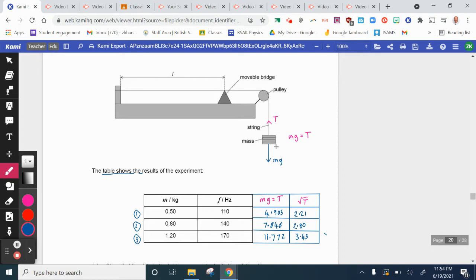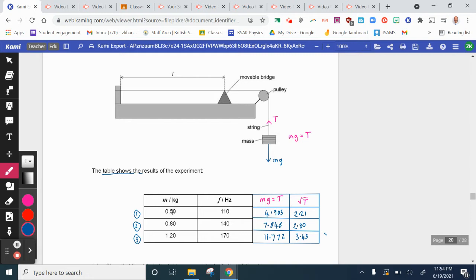So this weight is hanging, so it has a weight of mg, and the tension in the string completely counters the weight, and you have that in a stationary position. So therefore mg, the downward force, is equal to the force pulling up by the string, which is the tension, equal to T. Okay, so all I need to do is multiply the mass by 9.81 and I'll get the tension in the string. So that's what I've done here.